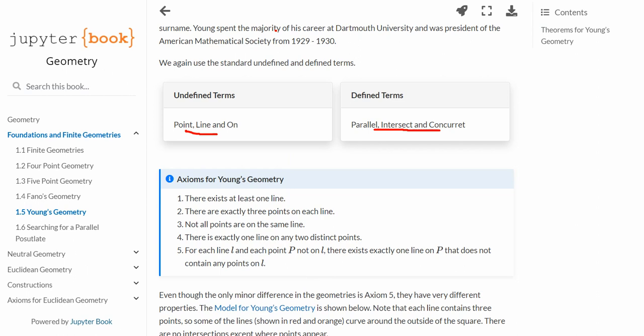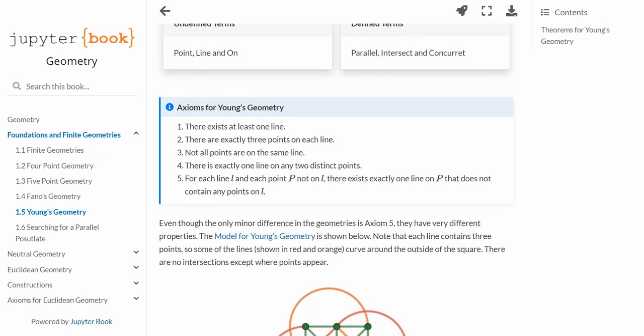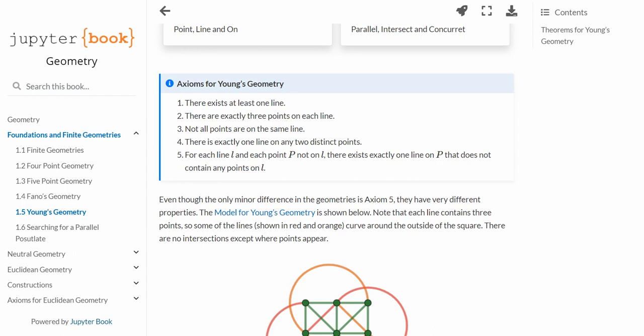All right, so these axioms are exactly identical to Fano's geometry, except for this one. So axiom 5 changes. And what is the change? Well, this looks very much like a parallel axiom, right? For each line L and a point not on it, there exists exactly one line on that point that is parallel to L, right? So we have a parallel condition.